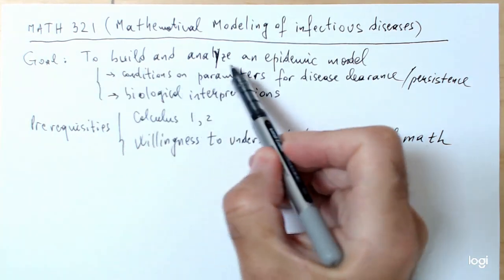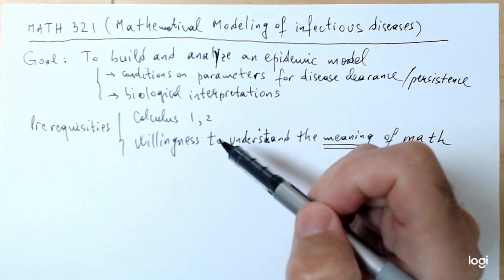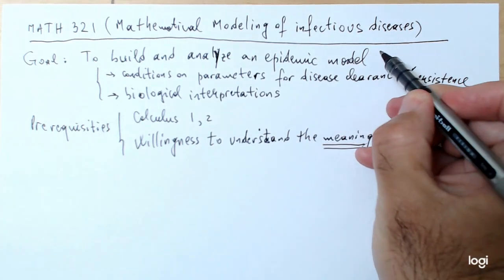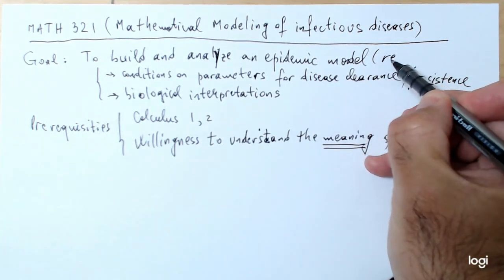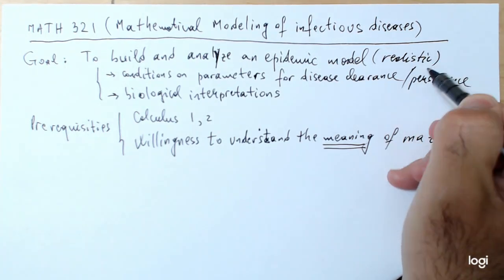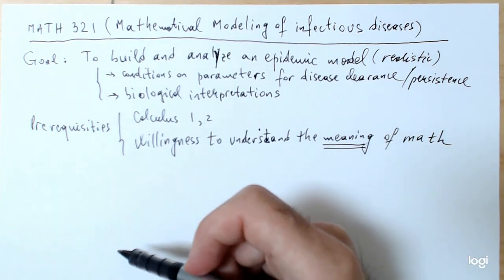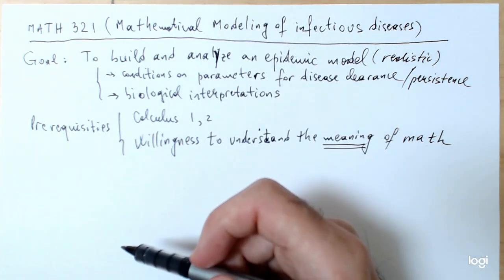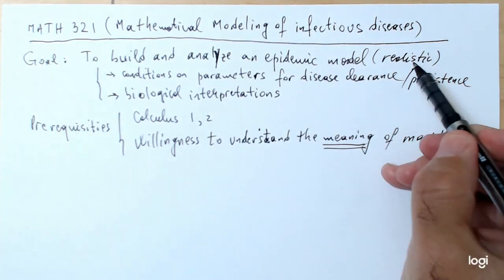How do we build and analyze an epidemic model? I would say with a decent dose of realism. So let's add here a model which is as realistic as possible. Now you will see that this is actually a big word, this word realistic.